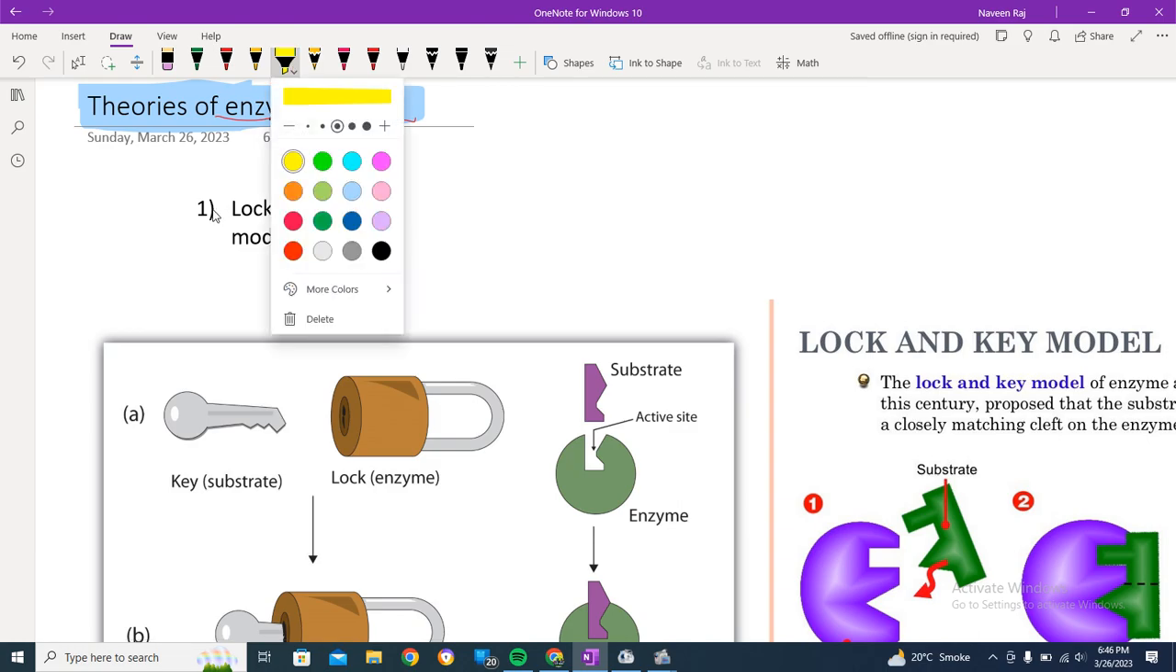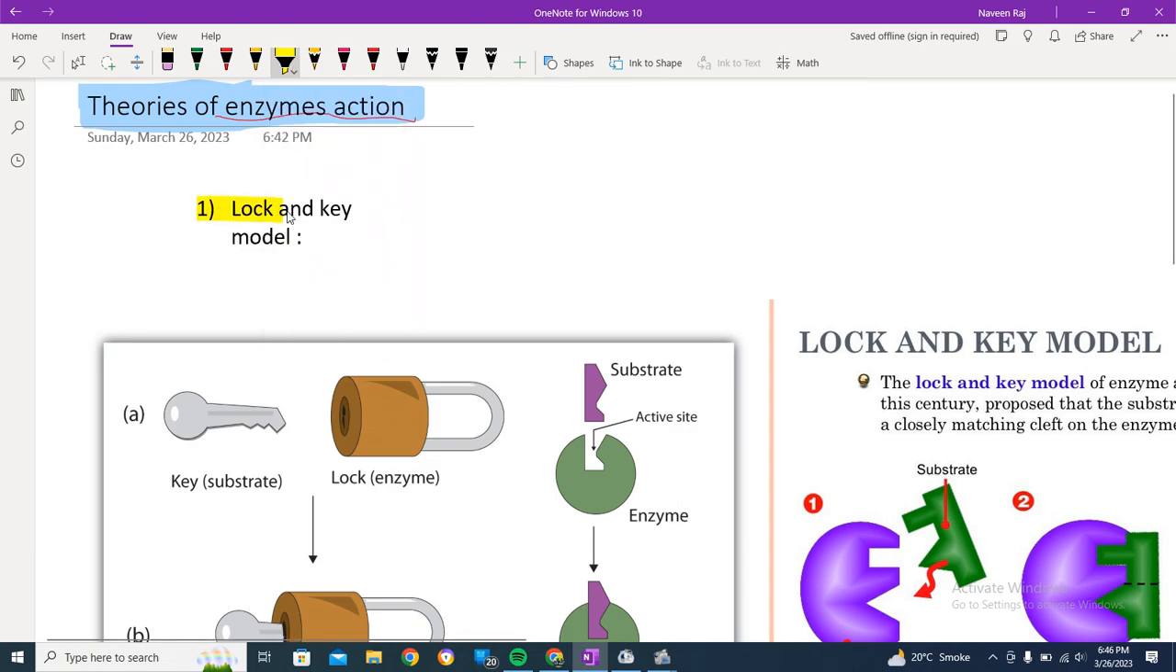The first one is the lock and key theory, which we are studying today, and the second one is the induced fit model. Both theories have been seen to be applicable in different places, so we cannot say any one of them is wrong. It's all under study right now. So without wasting time, let's start our video.